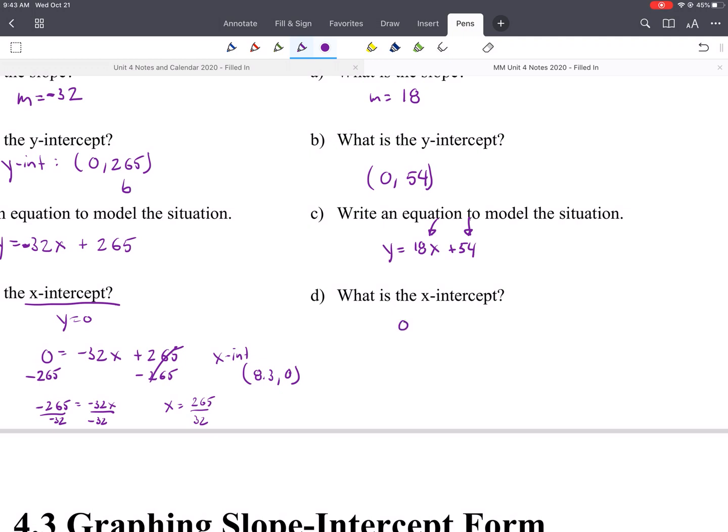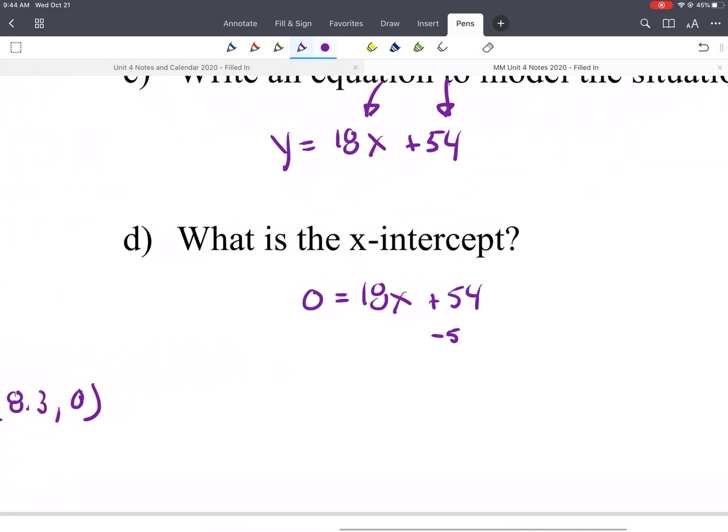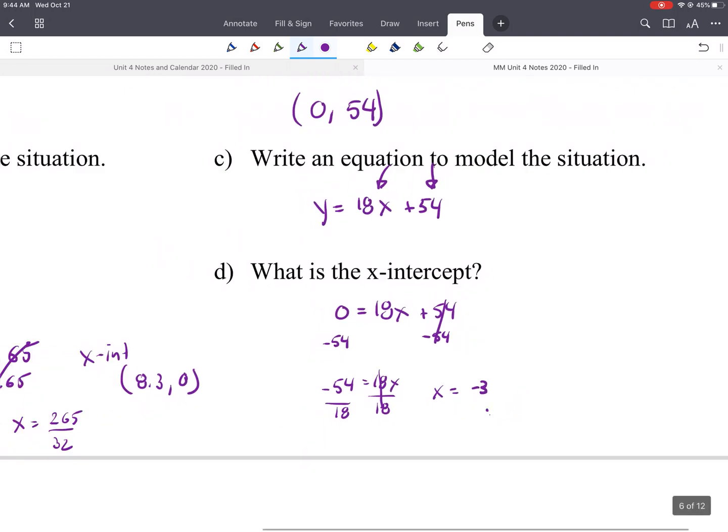So again, we would set y equal to 0. So 0 is equal to 18x plus 54. So we'd subtract 54 from both sides. And then we'd divide both sides by 18. And we'd end up getting x is equal to negative 54 divided by 18. Okay, and that gives us a negative 3. All right, so our x-intercept would be (-3, 0). All right?